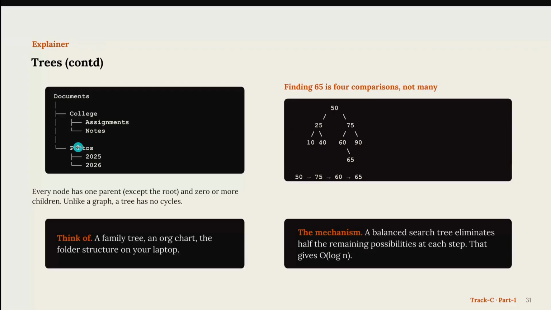Imagine a tree structure like this, and you are trying to find 65 as the number. We start from 50, and we know that 65 is greater than 50, so we go this route. Then we know that 65 is less than 70, so we go this route. We know that 65 is greater than 60, so we go this route. So it takes 4 steps. What are we trying to see? A balanced search tree eliminates half the remaining possibilities at each step. We looked at binary search, which is of the order of O(log n). That's the growth rate that we are looking at.